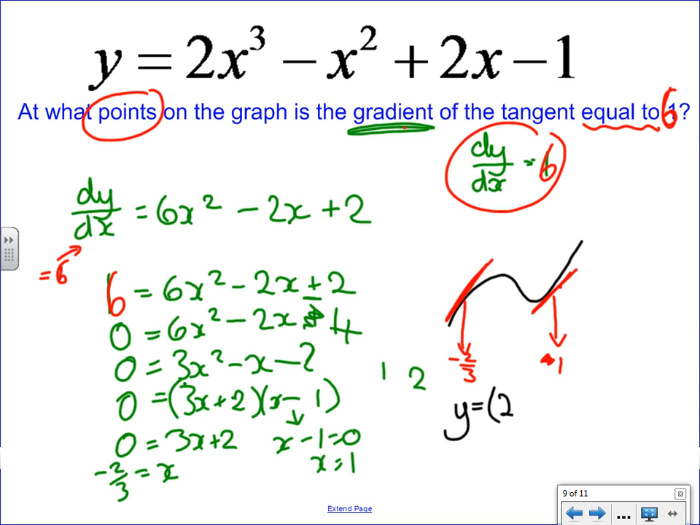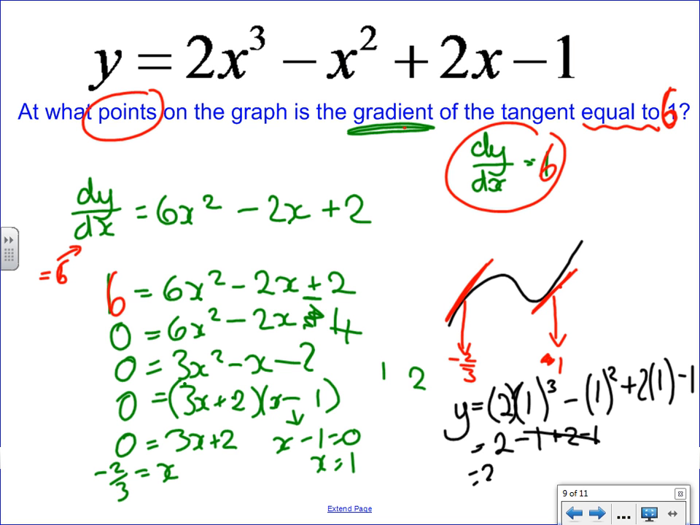I'm just going to use the 1 for an example. So 2 times 1 cubed minus 1 squared plus 2 times 1 minus 1, which is 2 minus 1 plus 2 minus 1. That whole thing is just 2. So we know that one of the points is this one, the point 1, 2. And this is the point minus 2/3, whatever, something that we can't be bothered to work out.